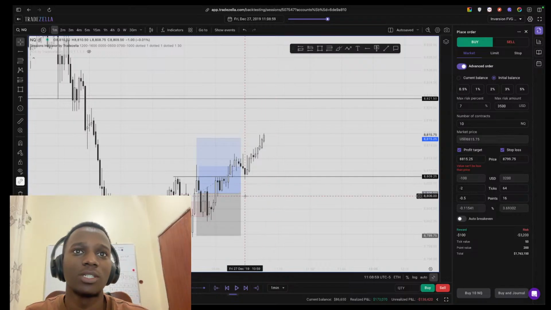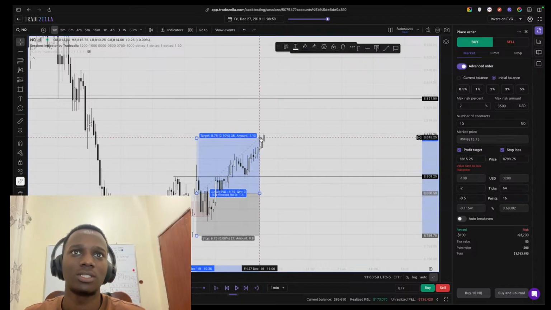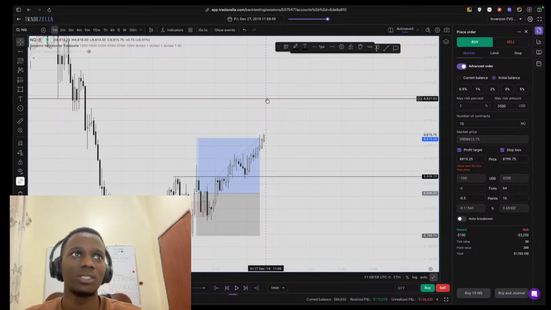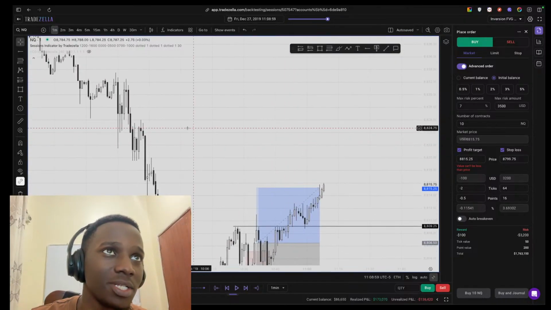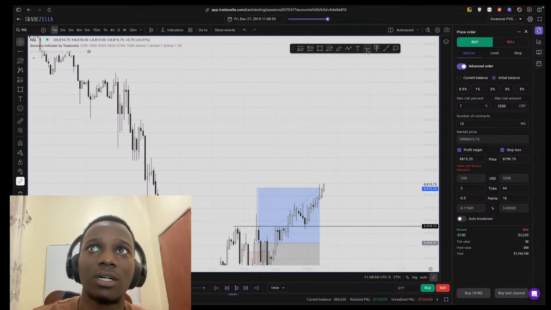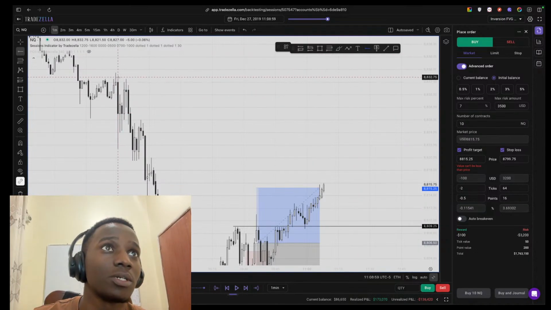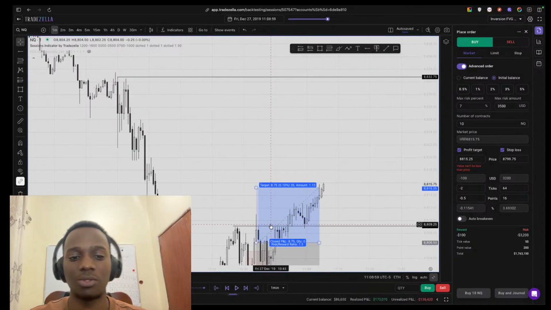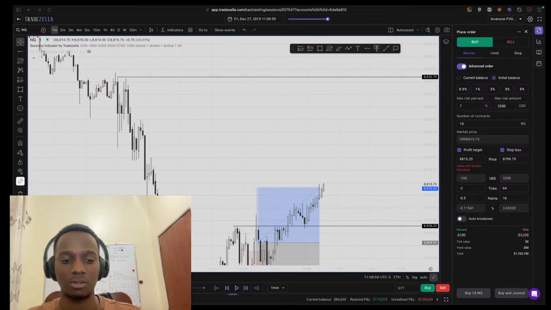I'd like to see price continue to this high here, which it did. Now let's see if it will hit the 930 high. Let's see where it is. 930, yeah, it wasn't taken out as well, this one here. So let's see if price will head all the way to these highs, because they look quite good.